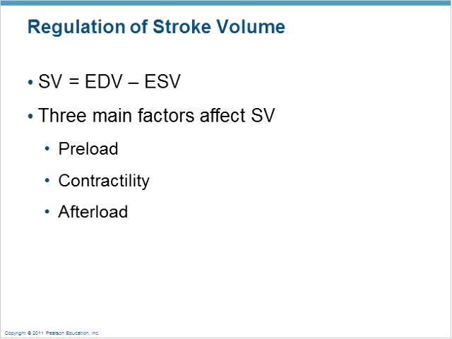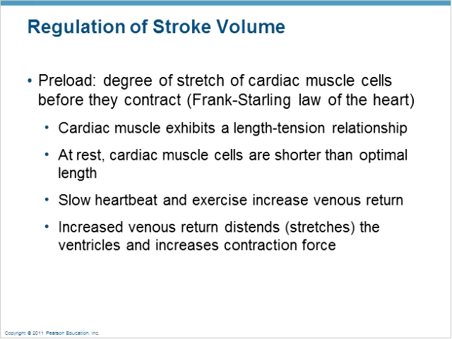The regulation of stroke volume: stroke volume equals EDV minus ESV. There are 3 main factors affecting stroke volume: the preload, the contractility, and the afterload. Preload is the degree of stretch of the cardiac muscle cells before they contract. This is called Starling's law, now called the Frank-Starling law of the heart. That basically says the cardiac muscle exhibits a length-tension relationship.